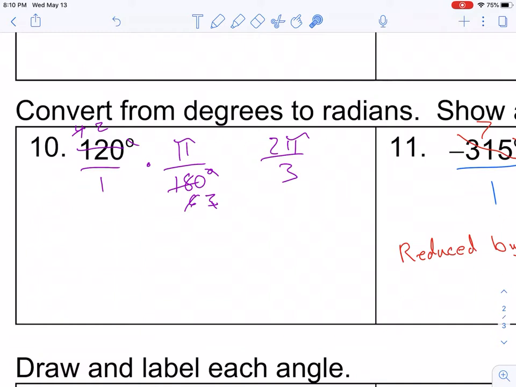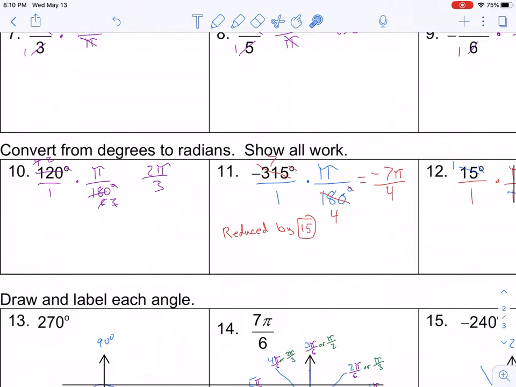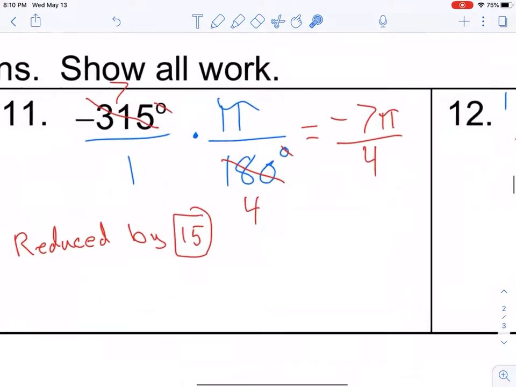So as long as you're comfortable with reducing, if you see they're both even, you could just chunk it down by 2s until you can't reduce any further. I saw between 120 and 180 that 30 would work. And then I just went further. The degrees signs in these cancel, and I'm left multiplying my numerators of 2 times pi and 1 times 3. This one's color coordinated. Hopefully that's a little bit more helpful.